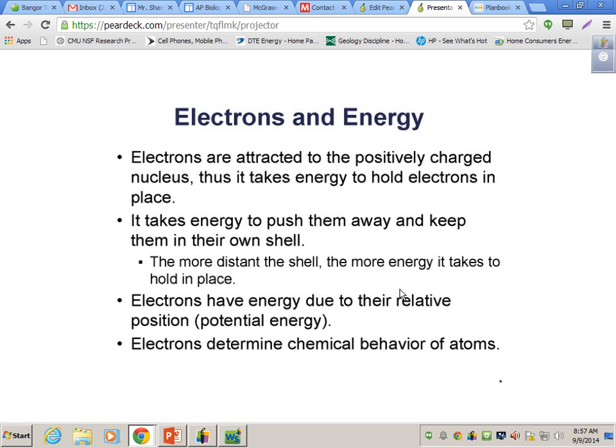And electrons determine the chemical behavior of atoms. We know that. The electrons in that valence shell help determine how elements are attracted to each other. The ones on the inside do too, we know that. But the ones on the outside, that valence shell, the ones that are exposed to everything around them, are the ones that are going to determine how those molecules or elements behave.